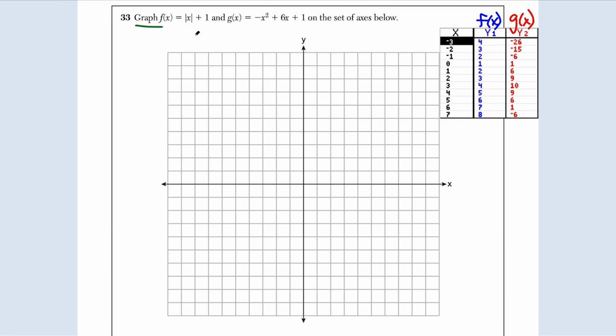So now that we have the table, we could plot these points and connect them accordingly. The absolute value graph is going to be in the shape of a V, and then this quadratic is going to be upside down. It's going to be frowning at us because it's a negative x squared.